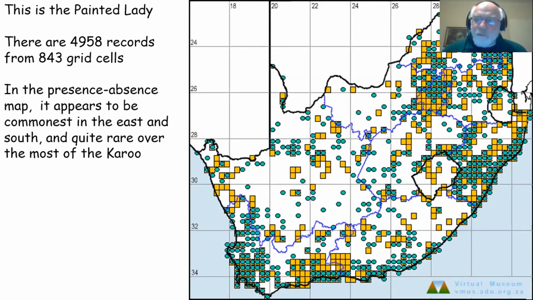But when you look at the map, the grid cell is colored if it has at least one record. And if you look at this map, one sees a sort of a hole in the distribution over the northern Cape, and almost continuous distribution over the eastern half of the country. And so you'd be forgiven for thinking that this is a species that is concentrated along the coast and is absent from the interior. And you'll see later on that this probably isn't the reality.